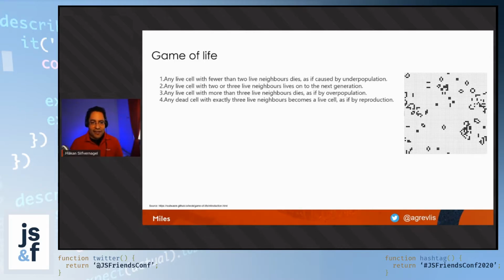If you have any live cell with 2 or 3 live neighbors, it will live on to the next generation of the simulation. And if you have a live cell with more than 3 live neighbors, it will die because of overpopulation. And then finally, if you have any dead cell with exactly 3 live neighbors, it will become a live cell through reproduction.